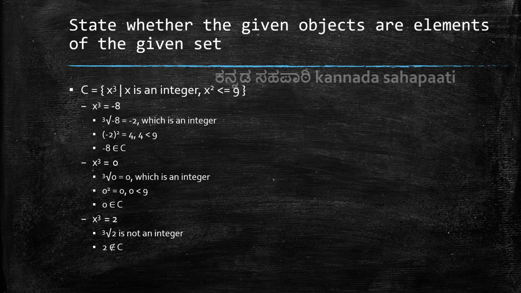X cube is equal to 2. Then the cube root of 2 is not an integer. Therefore, directly we can say that 2 does not belong to C.